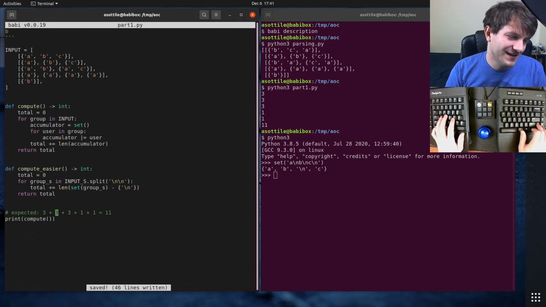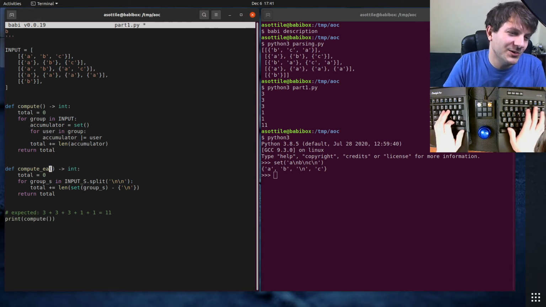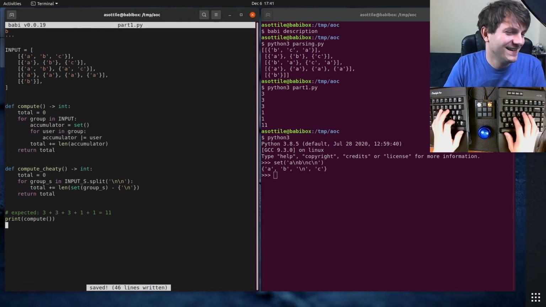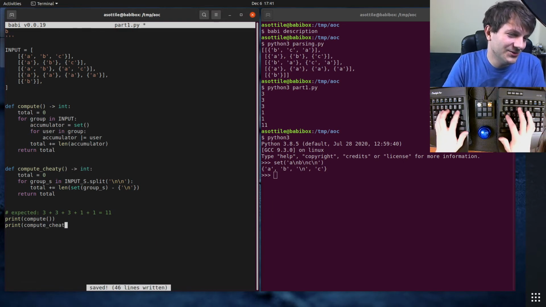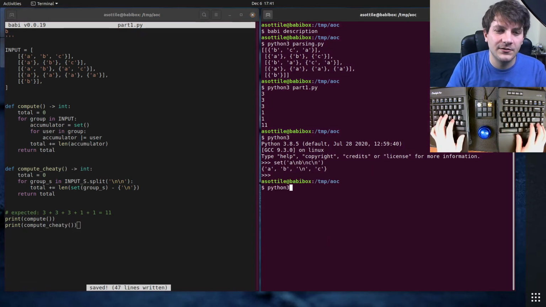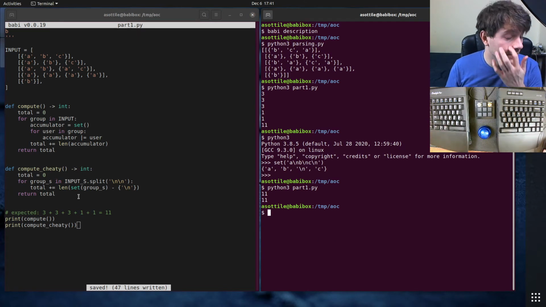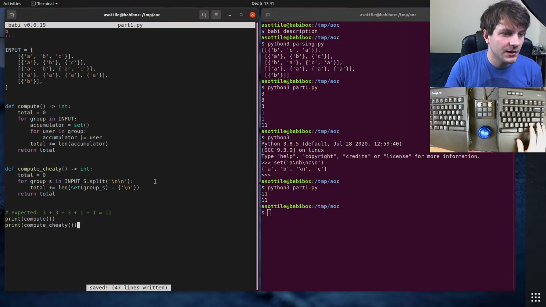I don't know if this is easier. Maybe compute cheaty. Print compute cheaty. Then we should see if we run that we get 11 for both of those. So this takes a little bit of a shortcut.